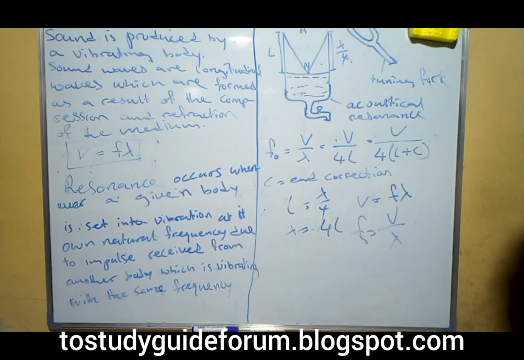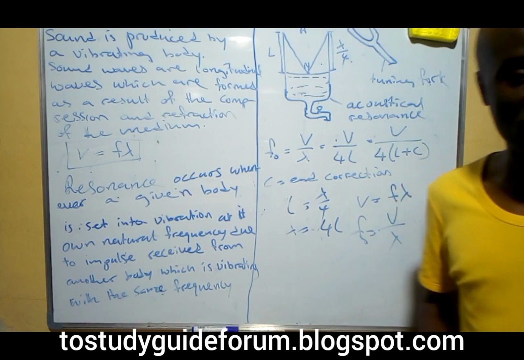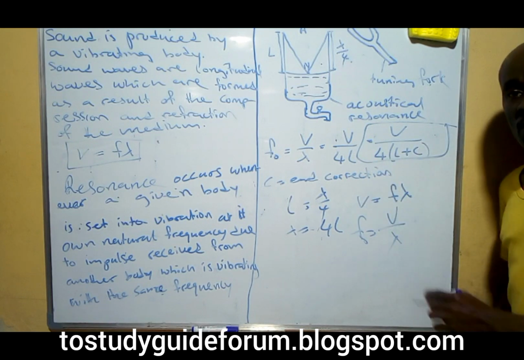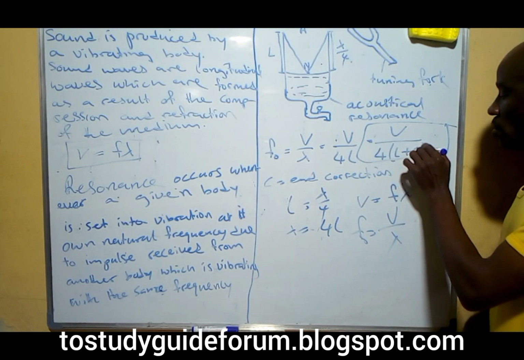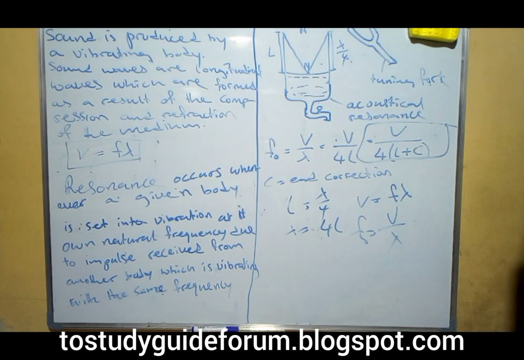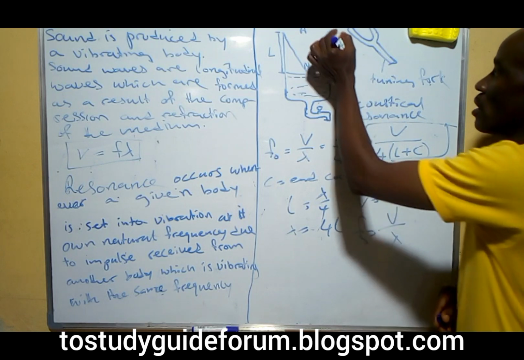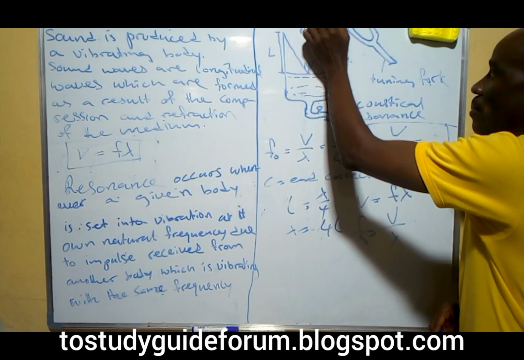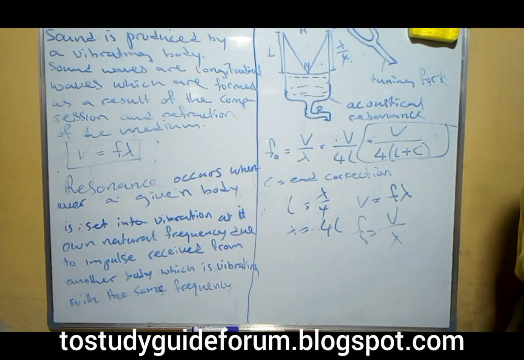So in most cases, when we're using this resonance, we always consider what we call the end correction. When the end correction is considered, we can use a formula like this in order to compensate for the gap between the tube and the tuning fork. There's always a small gap between them. That is what we call the end correction.